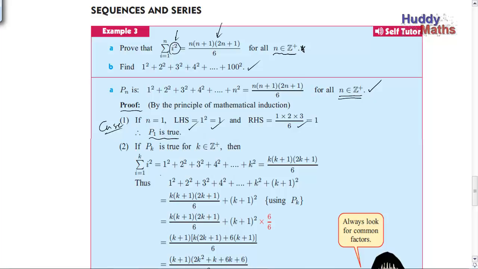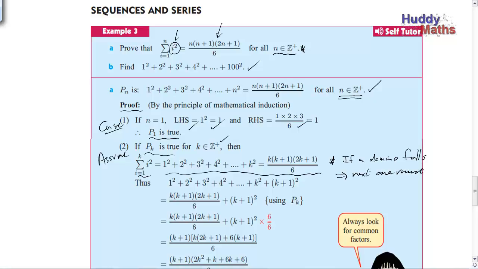Now, if P of k is true, so I like to put, as I told you before, assume P of k is true, and then you write that down, P of k. So you're going to assume this line. This is the inductive step now. What you want to say, this is saying if a domino falls, and we've got the first one, n equals 1, if a domino falls, we're going to show that the next one must. Okay, that's the idea, the next one must.